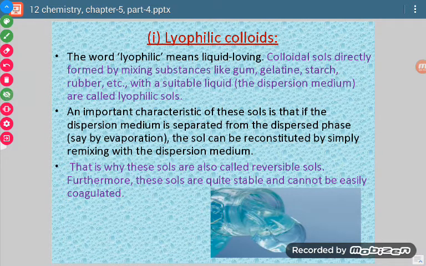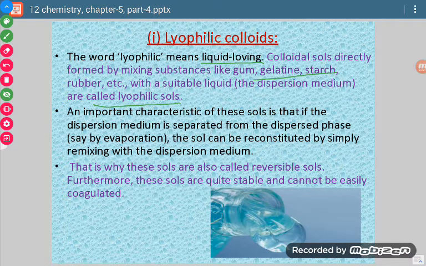Now the word lyophilic means liquid loving. Colloidal sols directly formed by mixing substances like gum, gelatin, starch, rubber, etc. with a suitable liquid are called lyophilic sols. So we can say that lyophilic colloids are formed simply by mixing our dispersed phase in the dispersion medium, because they are liquid loving. The dispersed phase has interaction for the dispersion medium, so they are obtained by simply mixing the two.